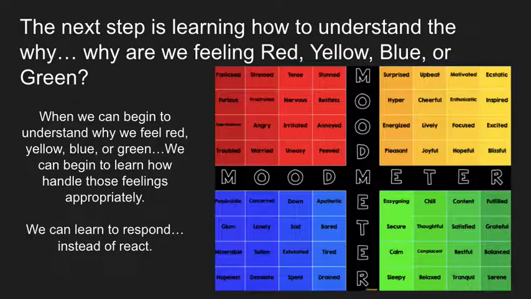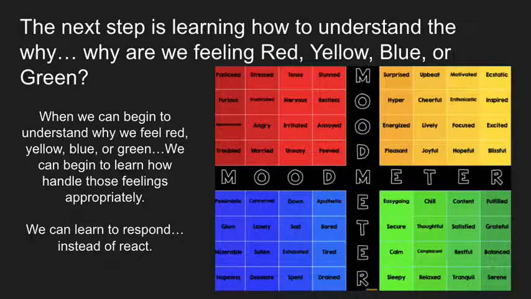All right, so now that you are back, the next step to this whole process is learning how to understand the why, the reason behind maybe you are feeling red or the reason why you are feeling yellow, blue, or green. Sometimes it's easy for us to be able to explain why we are one of those colors, but other times we might be caught off guard and we don't know what that reason is.